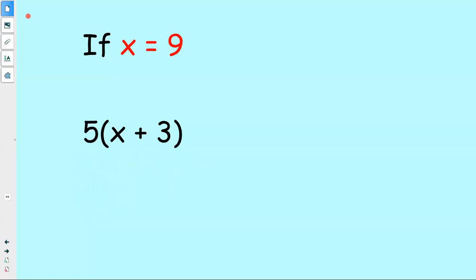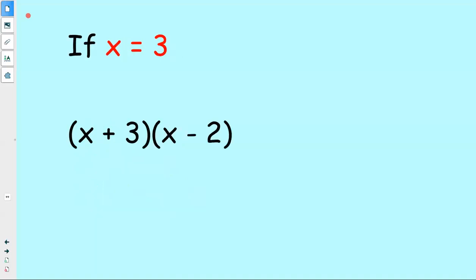x equals 9 here, so we've got 5. Replace that x with 9. 9 plus 3, you have to do what's in the bracket first. And remember there's a little multiplication sign here. So it's going to be 5 multiplied by 9, add 3 is 12. And 12 multiplied by 5 is 60. Move on.